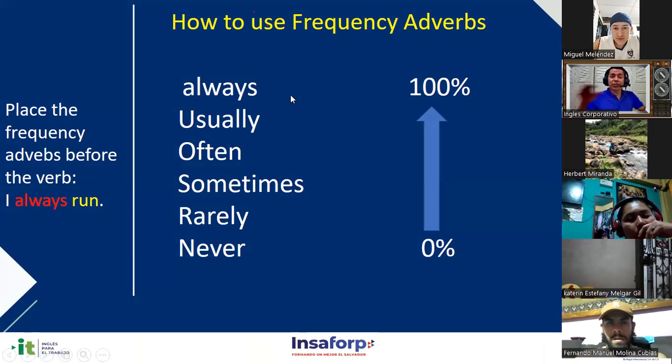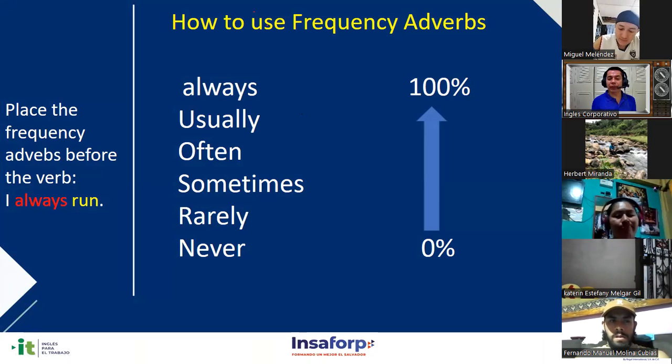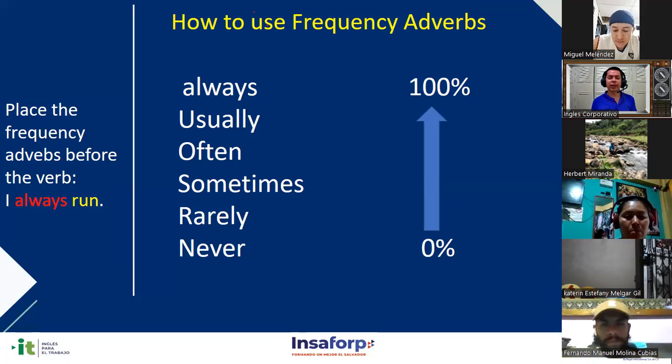So, always is all the time. For example, I always breathe, right? Siempre respiro, ¿verdad? Tratemos de pasar una media hora sin respirar. So you always breathe. Always. I usually have breakfast, right? Often, I often play football.